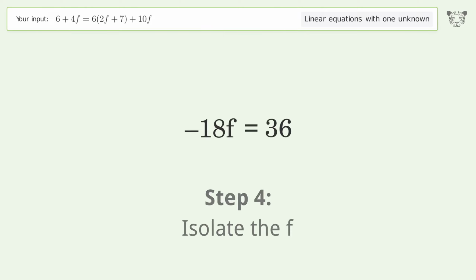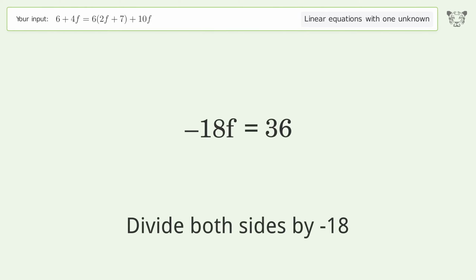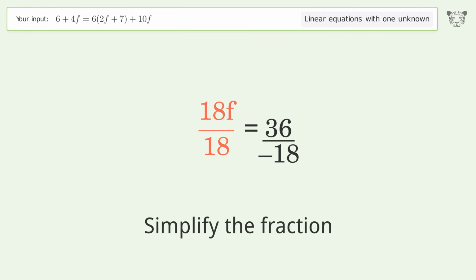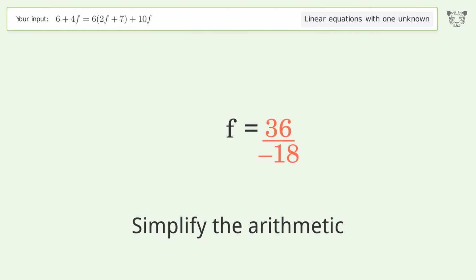Isolate the f. Divide both sides by -18. Cancel out the negatives. Simplify the fraction. Simplify the arithmetic.